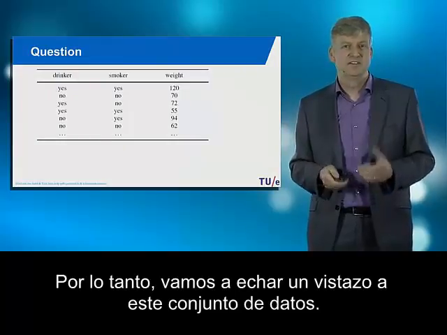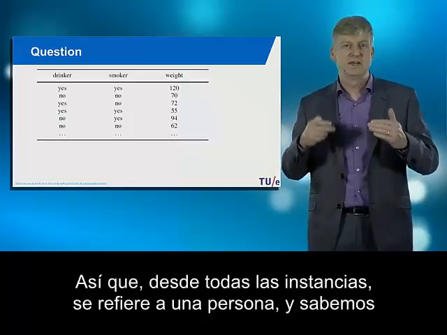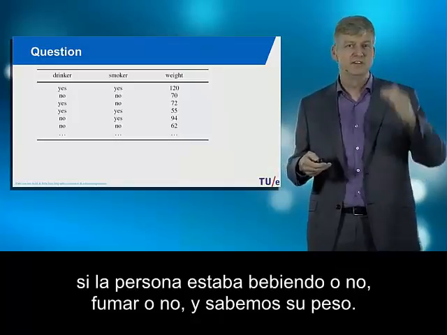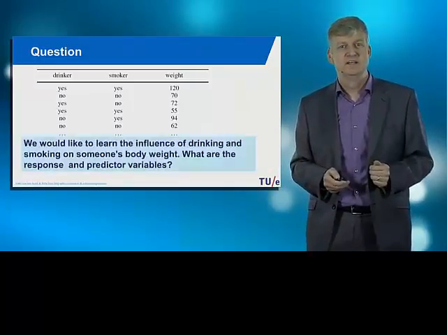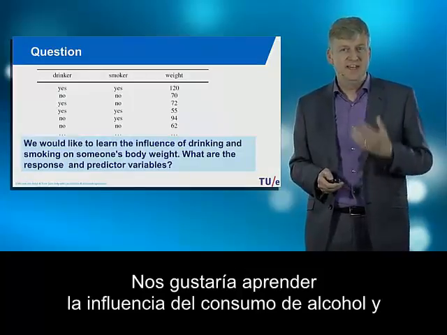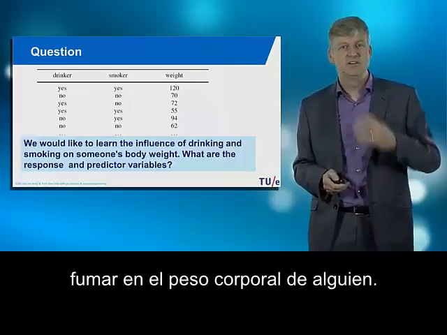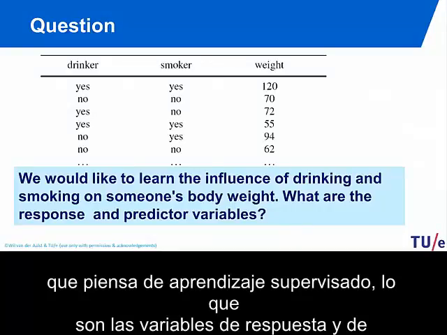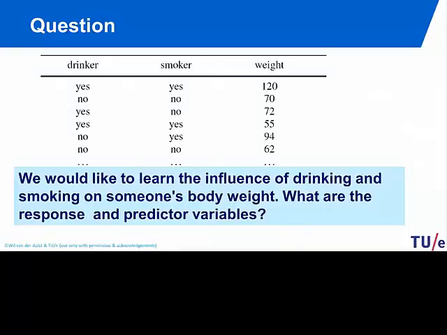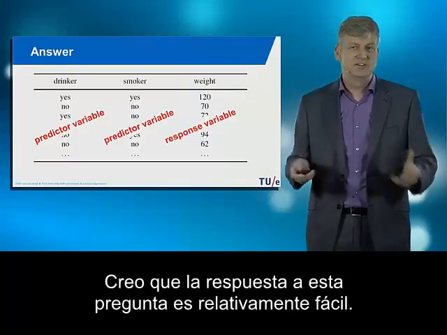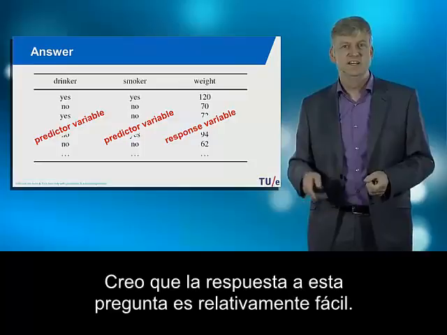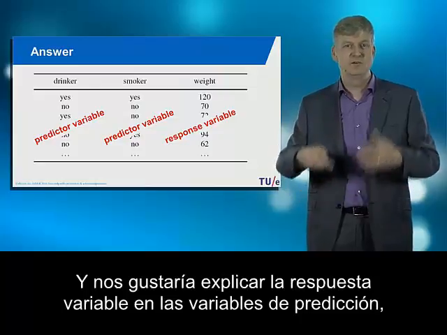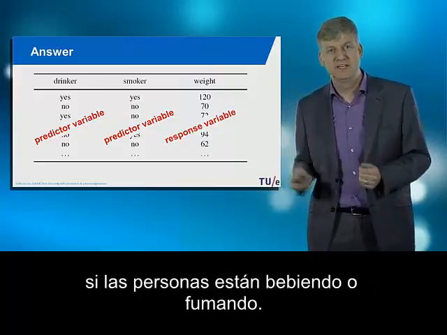So let's take a look at this data set. Every instance refers to a person, and we know whether the person was drinking or not, smoking or not, and we know the weight. We would like to learn the influence of drinking and smoking on somebody's body weight. If you have that question and you think of supervised learning, what are the response and predictor variables? I think the answer to this question is relatively easy. In this particular example, the response variable is the weight, and we would like to explain the response variable in terms of the predictor variables, whether people are drinking or smoking.